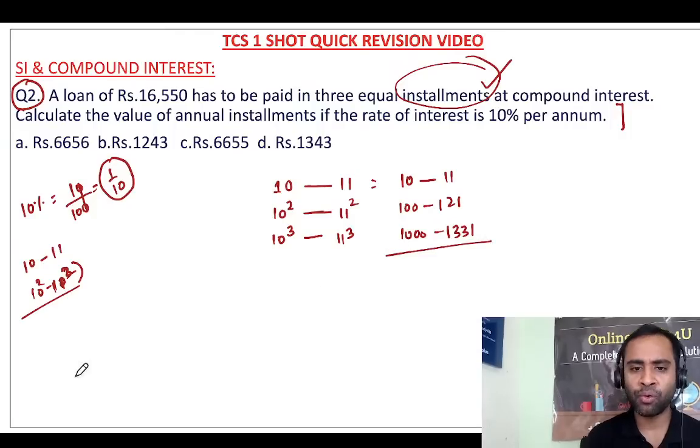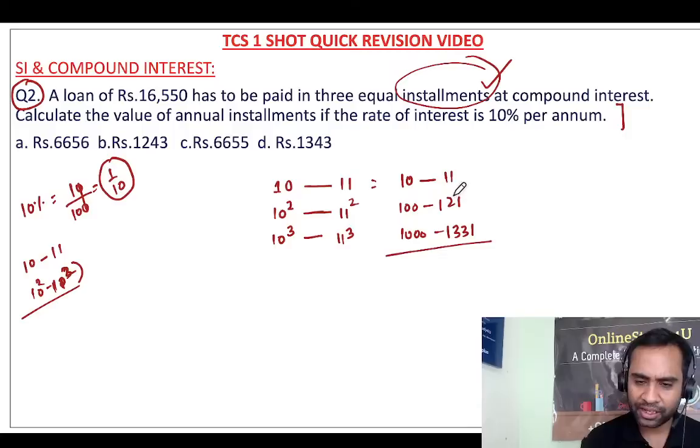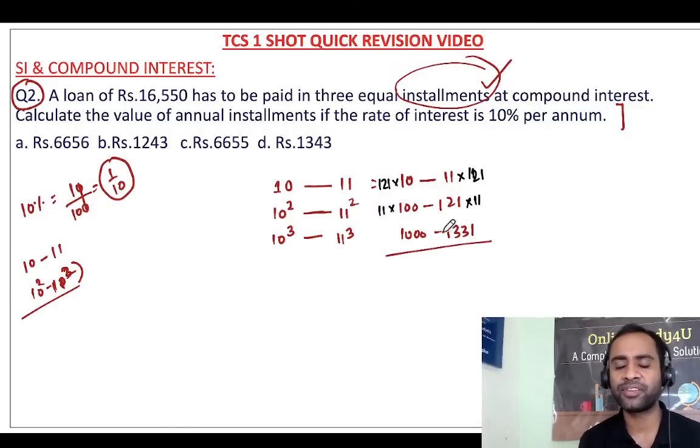Now, you know very well that your installment will always be the same. But here you see the installments are different. That means what I will do, I'll multiply by 121 here, and I will multiply by 11 here, so that my installment always remains the same.